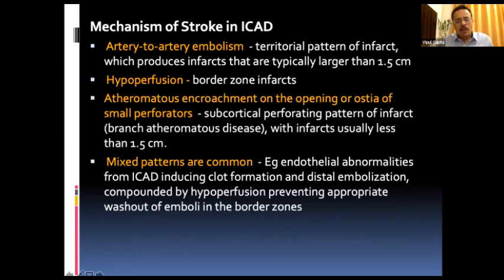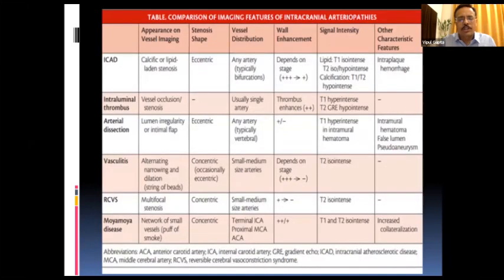But the thing is, a lot of patients have mixed patterns. For example, an endothelial abnormality reduces clot formation and causes distal embolization, which is compounded by the hypoperfusion as well. So there is a mixed pattern in some of these cases, and we like to analyze these patients as to what caused the stroke.